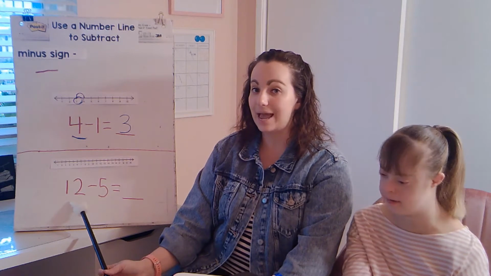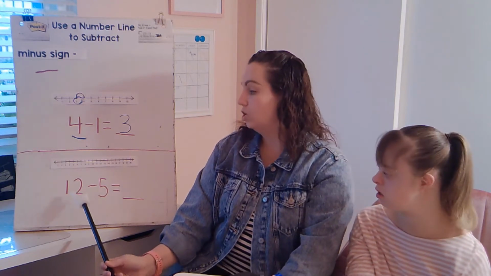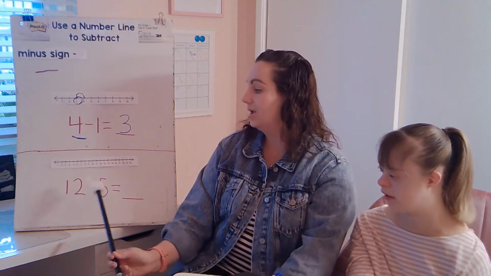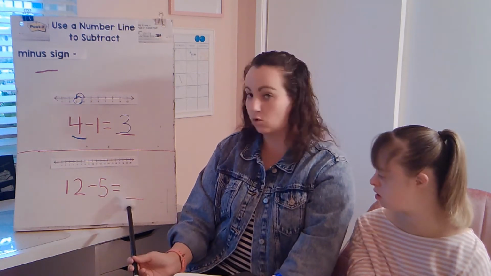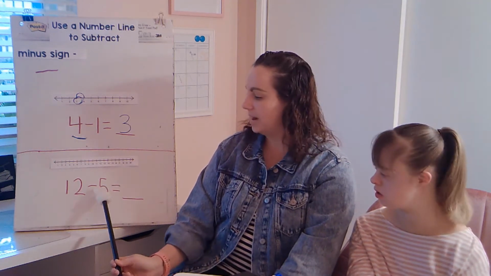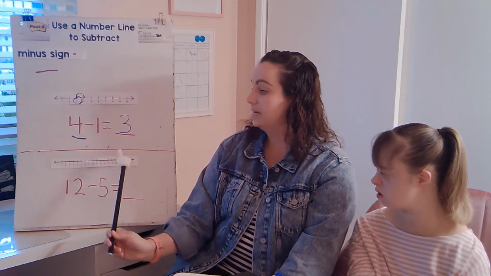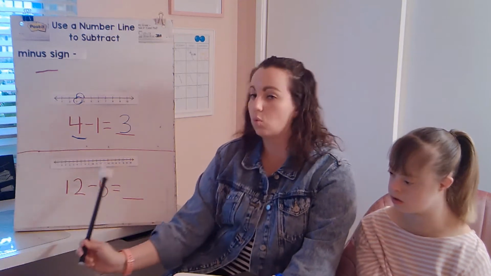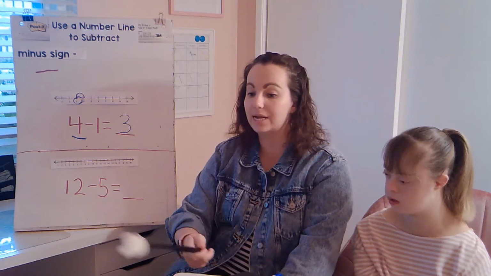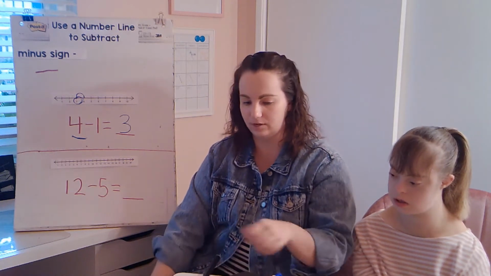Ready, set, read with me. 12, take away 5 equals. We see that minus sign, take away, means we're going back on the number line, okay? Going towards smaller numbers, just like we counted back in the last lesson video.